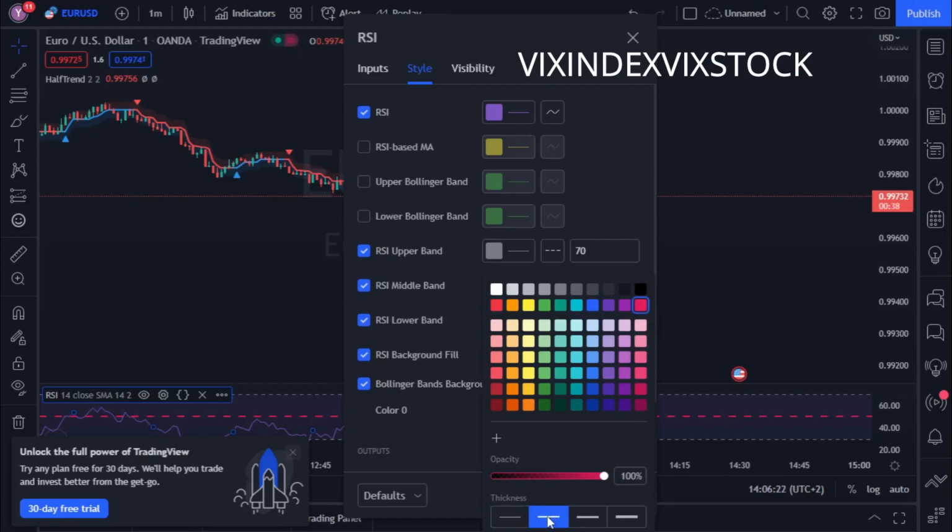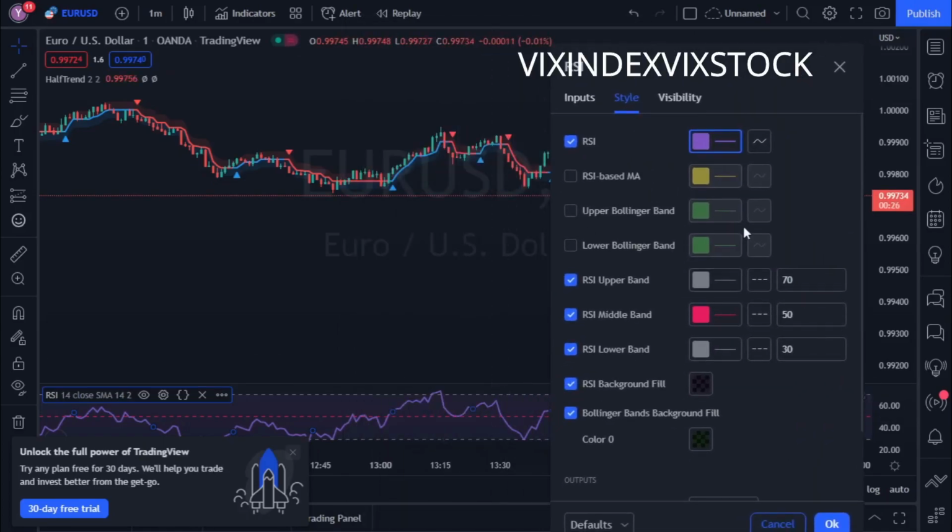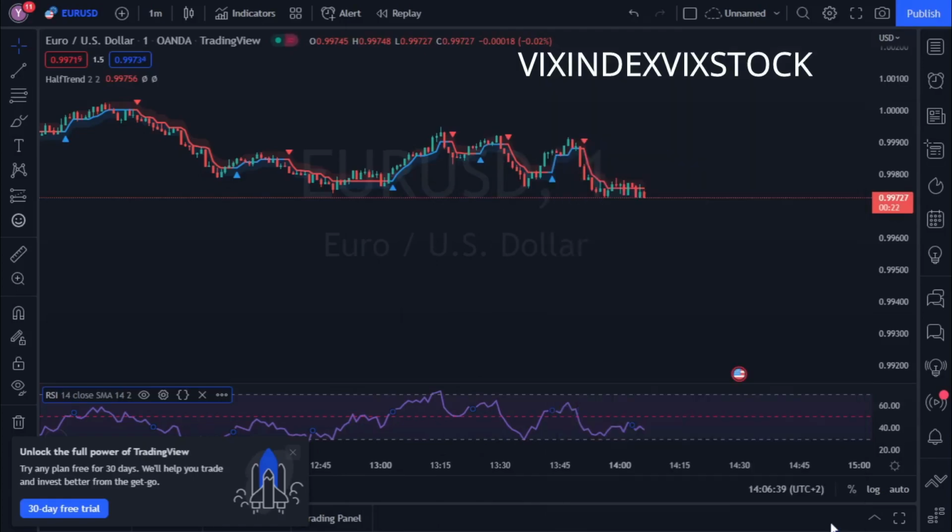I think maybe make it something like that, or it looks too thick. Let's just keep it like that. In any case, let's increase the size of our RSI line here, and we are basically done, and we click on OK.